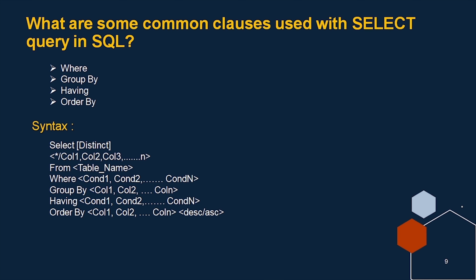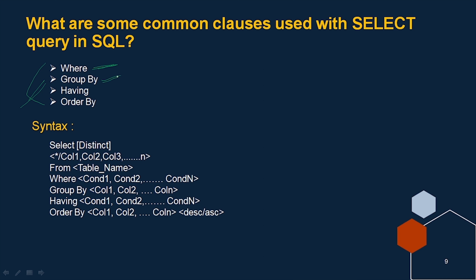Now our next question: what are some common clauses used with a select query in SQL? So we need to tell where, group by, having and order by. These are the common clauses you use in a select statement. Where is used when you want to fetch the data based on some condition. So at that time you use the where condition.